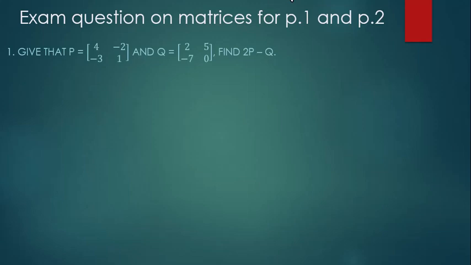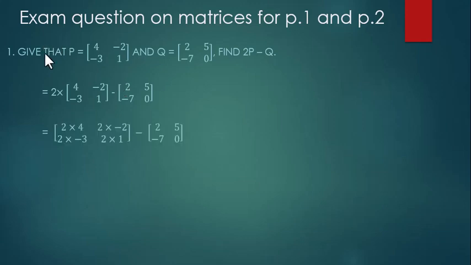Q. So in this particular case, what we are going to do is we write our expression where we have 2, we multiply, this is a scalar matrix as you can see. So we multiply P by 2, then we subtract. So when we multiply 2 by 4, 2 by negative 2, then 2 by negative 3, then 2 by 1. So what are we going to have?